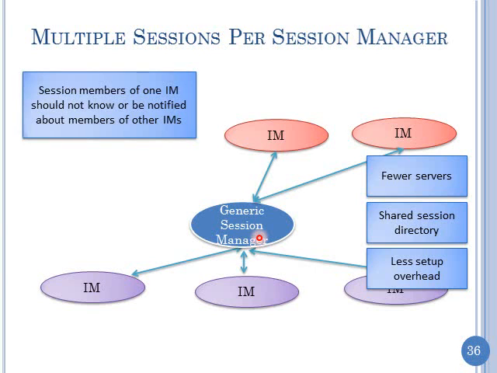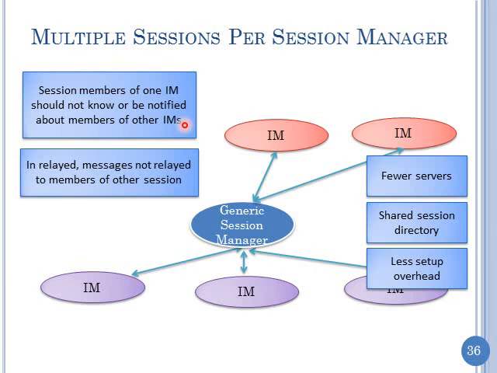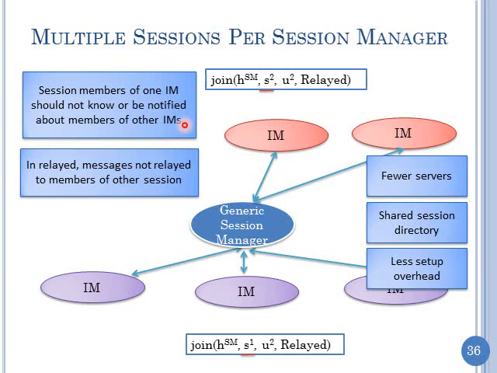Okay. So session members of one IM should not know or be notified about members of other IMs. So we want some isolation. That's one of the characteristics we want with multiple sessions. And we also want to make sure that messages don't get relayed to the wrong session. So this is the unwieldy part. This is the complexity we've added to our session manager. And so now the join calls made by this session all take session 1 as an argument. The join calls made by this group take another session. That's the only overhead added on the application program. The system became much more complex.